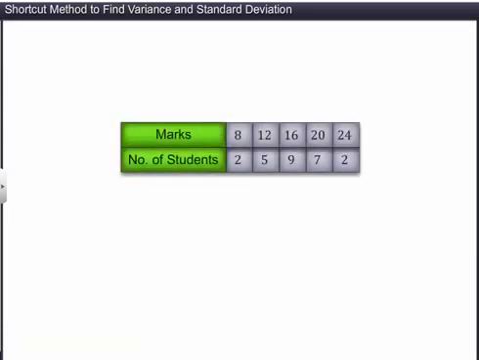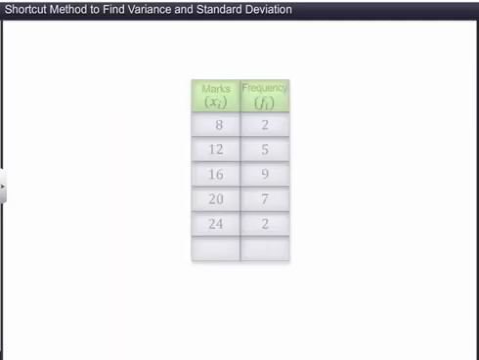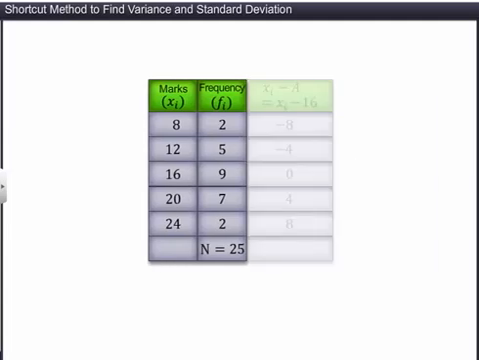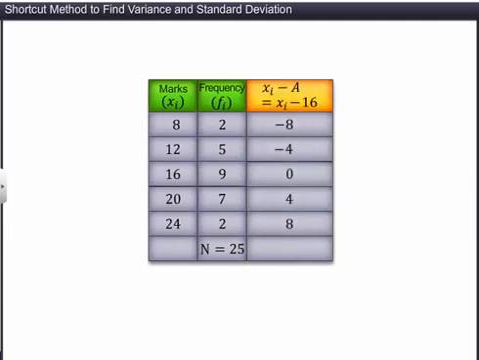Let's find the variance and the standard deviation of the marks obtained by 25 students as shown in the table. The given frequency distribution is shown here. The total frequency n is equal to 25. Let the assumed mean be 16. The deviations of the xi's from the assumed mean, 16, are obtained as shown. As you notice here, the highest common factor among the deviations is 4. Thus, we'll take h equal to 4.